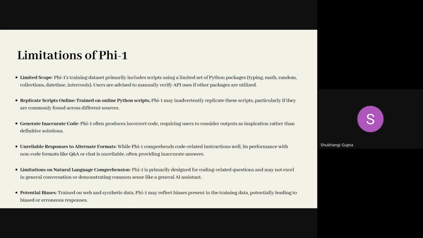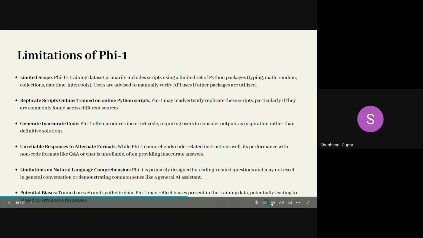So there are some limitations of Phi-1. One of the major limitations of the Phi-1 model is that it is primarily designed for coding related questions and may not excel in general conversations or demonstrating common sense like a general AI assistant, right? It also may reflect the bias present in the training data because it is trained on web and synthetic data, so that potentially led to biased responses. So that's where Microsoft felt the need for an advanced version and they launched their Phi-1.5.